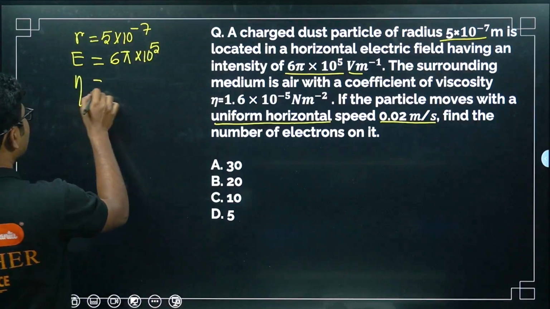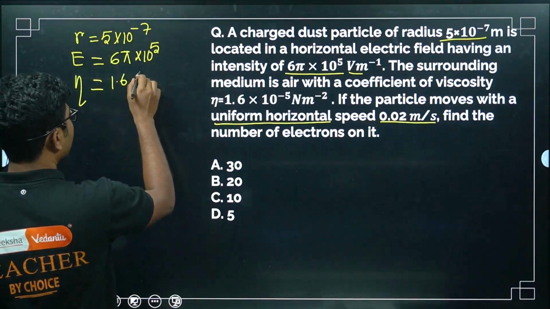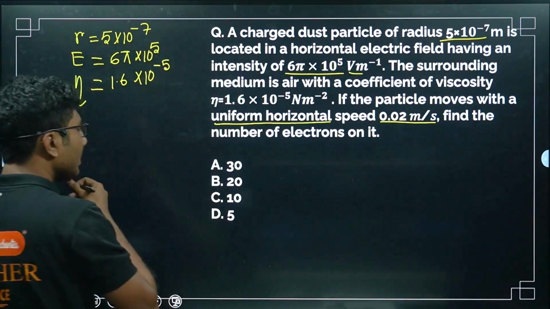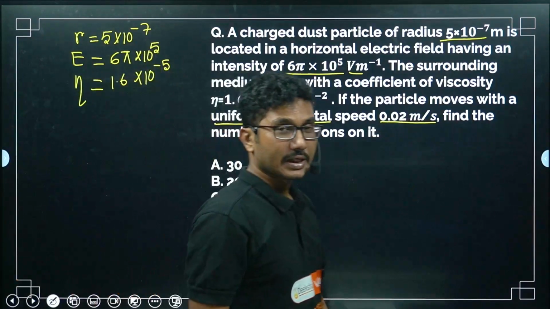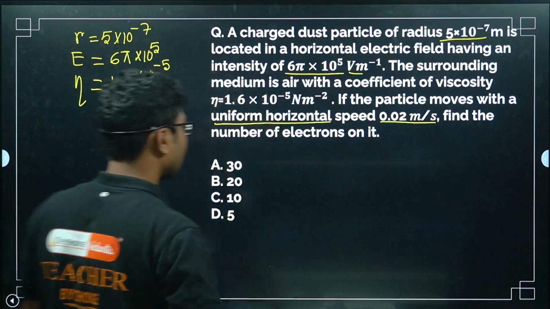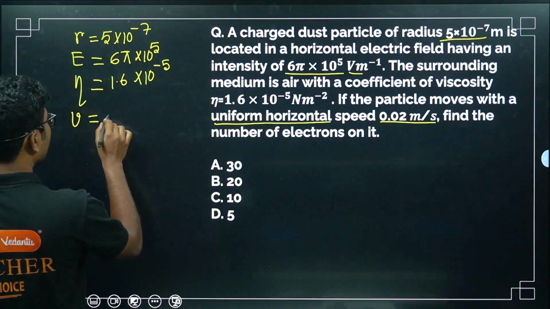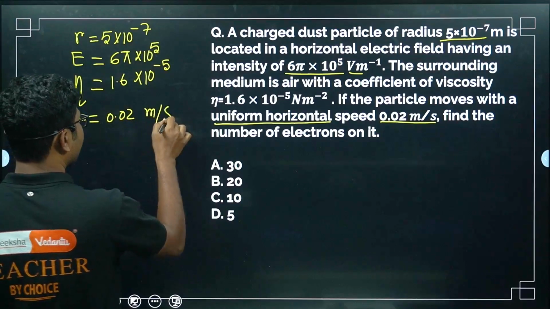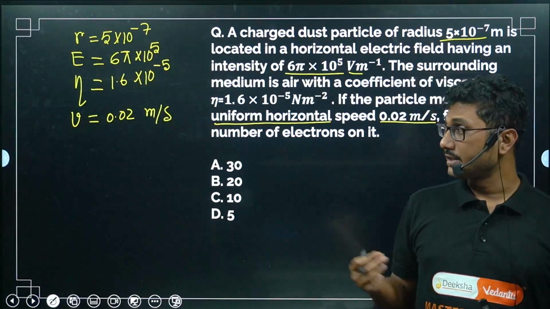Everything is given in SI, so I am not using the units here. As long as everything is in the SI system, we don't need to bother about units too much. If there is some unit, suppose here it was mentioned 2 centimeter per second, then we have to convert it into meter per second, right? But it is not done. So velocity is given, 0.02 meter per second. Now this question is not entirely on the electric charges and fields chapter.